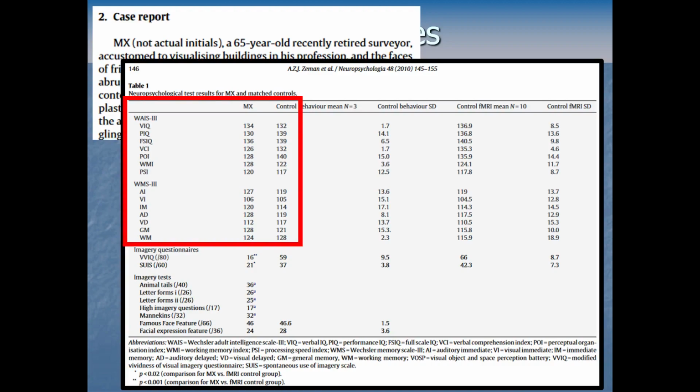In this case, they might report on his results and also the control participants' results from things like an intelligence test, like the WAIS, or on a memory test, like the WMS, so they can establish his intelligence, his memory, etc., including his immediate visual memory, that they're normal and unaffected, that they're similar to the control participants. But then they compare his scores on mental imagery stuff. So that'd be like questionnaires like the VVIQ, and some other imagery tests. And they show that he performed way below the control participants on imagery stuff specifically.